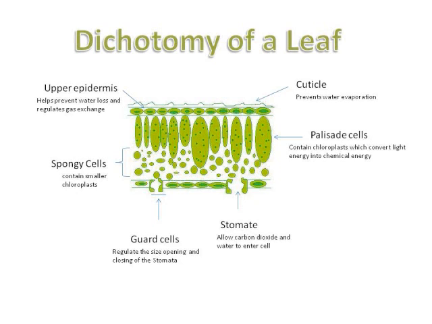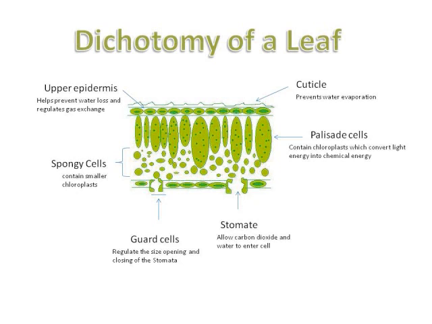The stomate is an opening in the plant that allows for the flow of carbon dioxide and water into the cell. Water can also leave the plant in this way. The guard cells regulate the size of the opening of the stomate. They can close completely to prevent water loss.